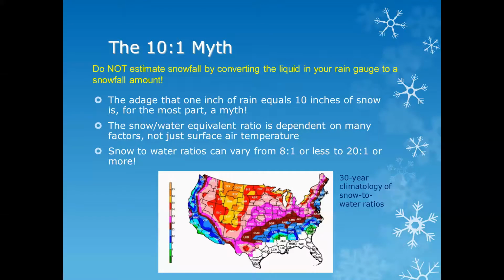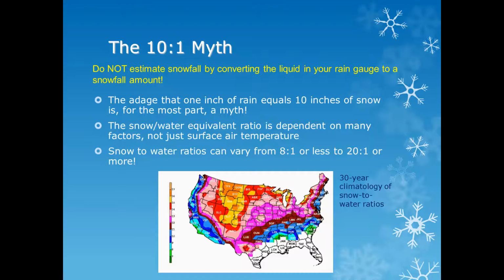So do not in any circumstances use 10-to-1 to estimate your snowfall. If it's a really wet snow, it could actually be 6-to-1 or 8-to-1. So we don't want you doing that. And if you can't directly measure the snow, then you can include estimates and comments in your observation, but don't enter a value. The snow water ratio is really dependent on a lot of factors, and it's not just what the temperature is at the surface. If it's 32 at the surface, doesn't mean it's 10-to-1, and if it's 20 at the surface, doesn't mean it's 15-to-1. It can vary quite a bit even within the same storm.